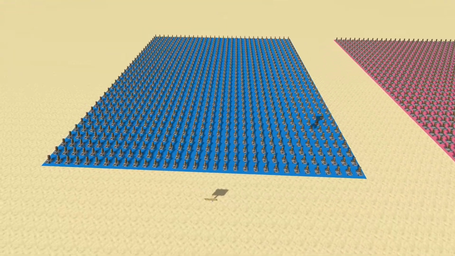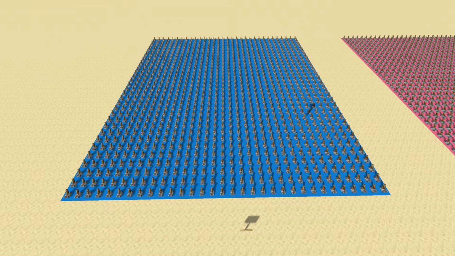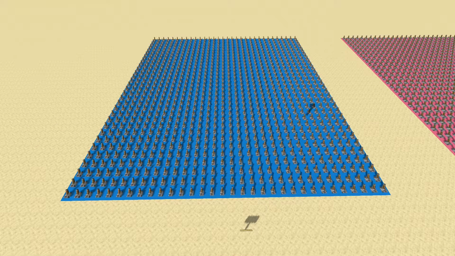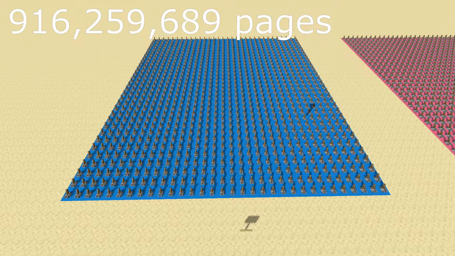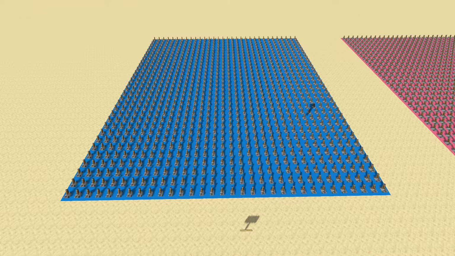Now we move on to basically the computer standard of all storage, which is a terabyte. So most computers should have a terabyte of storage, which is about 1,099,511,627,776 bytes. So with a terabyte, you can write about 916,259,689 pages of text, 1,200 characters each, by the way. And, you know, that's probably the amount of pages you'll write in your lifetime.